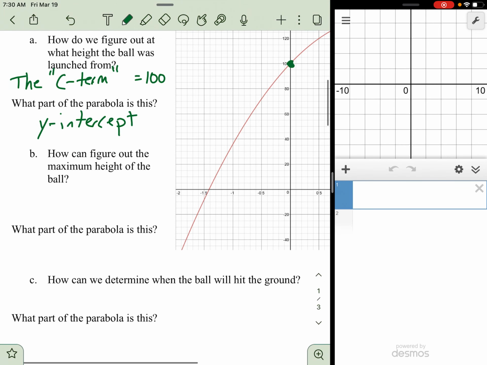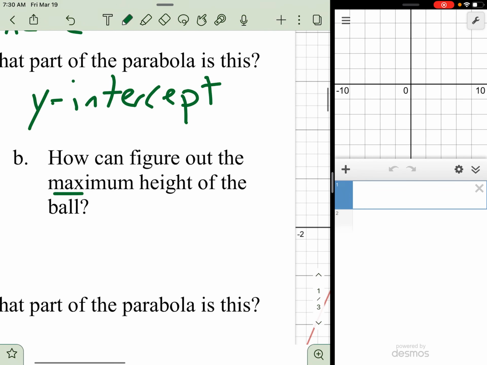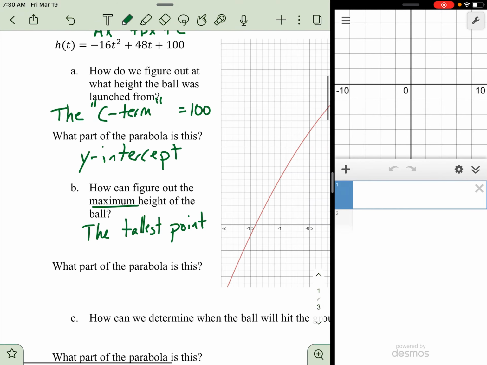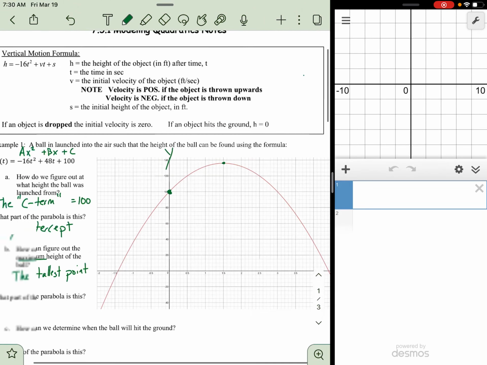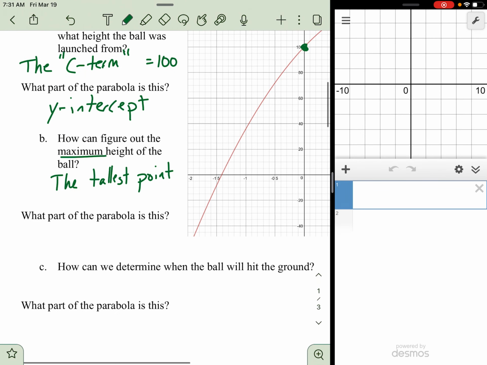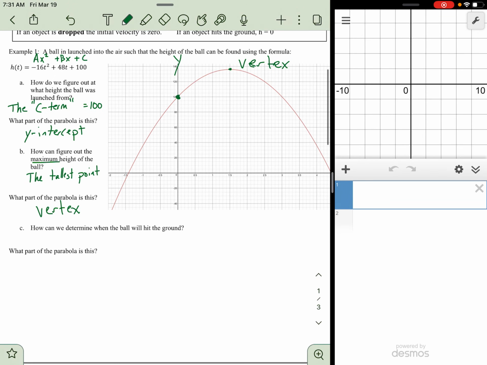So how can we figure out the maximum height of the ball? Well, since it's the maximum, it's at the tallest point of the graph. And what part of the parabola do we call the tallest point? We would call that the vertex. I know, bad handwriting here, and I apologize. But yeah, what part of the parabola is it? It's called the vertex.